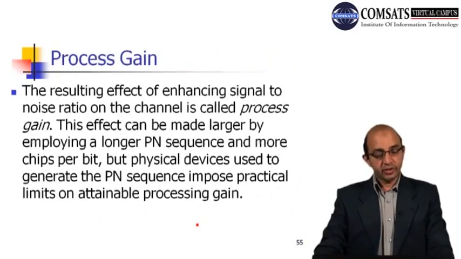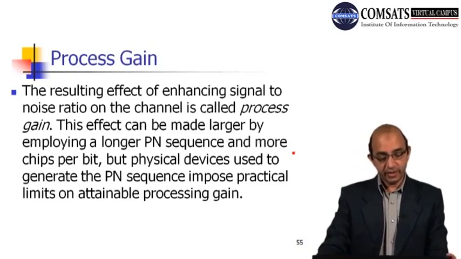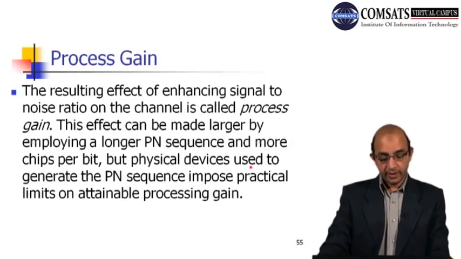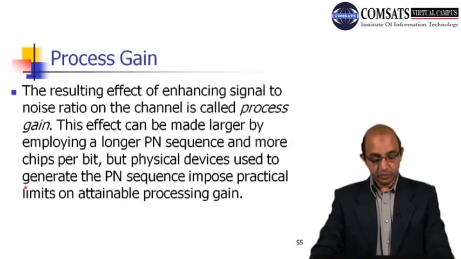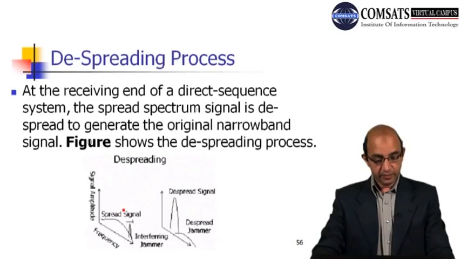So process gain: as mentioned, the amount of spreading depends upon the process gain. Enhancing signal to noise ratio on the channel is called process gain. This effect can be made larger by employing a longer PN sequence, right? So we can have a longer PN sequence, and in that case, we can increase the signal to noise ratio, right? And more chips per bit. But physical devices used to generate the PN sequence impose practical limits on attainable processing gain.